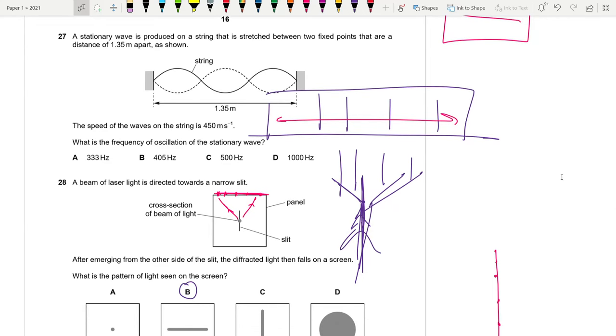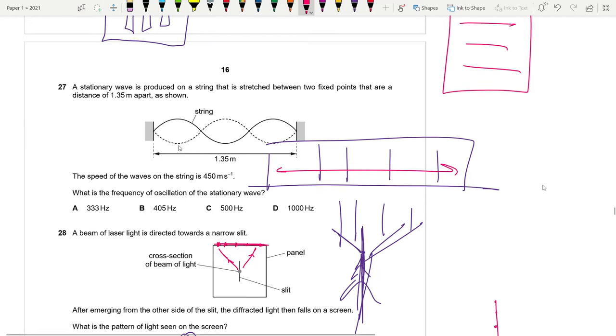Okay. We're at 27 now. A stationary wave is produced on a string that is stretched between two fixed points that are at a distance of 1.35 meters apart as shown. The speed of the waves on the string is 450 meters per second. What is the frequency of oscillation of the stationary wave? Okay, so basically this is a node, node, node, node. Node to node lambda by 2, node to node lambda by 2, node to node lambda by 2. So in total it's 1.5 lambda. So 1.5 lambda is equal to 1.35 meters. Lambda is actually equal to 1.35 by 1.5 or 0.9 meters, okay?